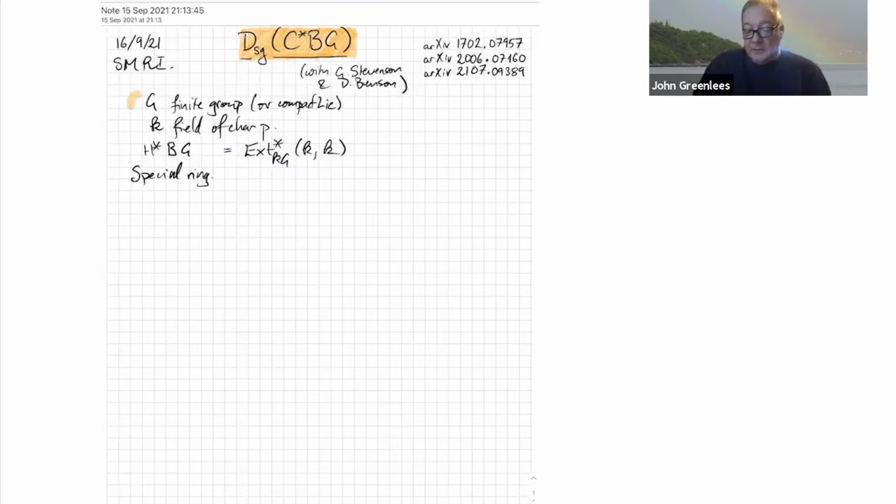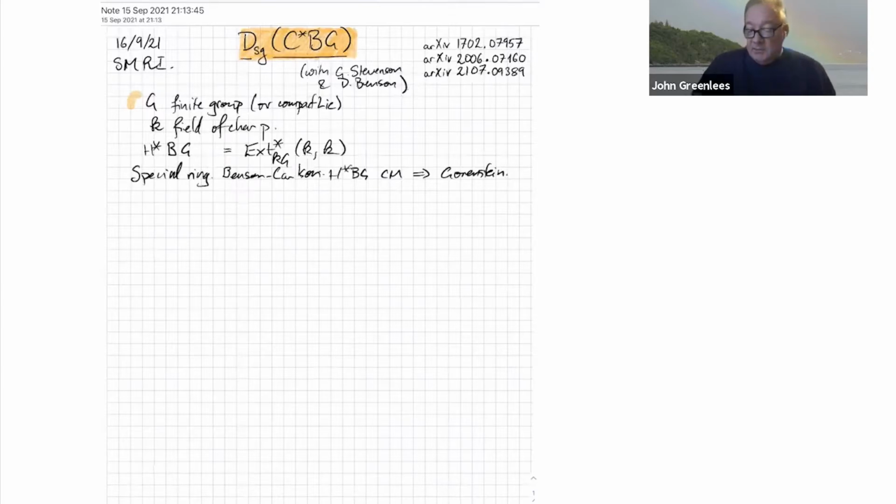For example, if it's Cohen-Macaulay, it's automatically Gorenstein. This is a result of Benson and Carlson. If the cohomology of BG is Cohen-Macaulay, it implies it's automatically Gorenstein. So that's special. But if you didn't want to assume it was Cohen-Macaulay, if you localized at a minimal prime, it would be Gorenstein there as well.